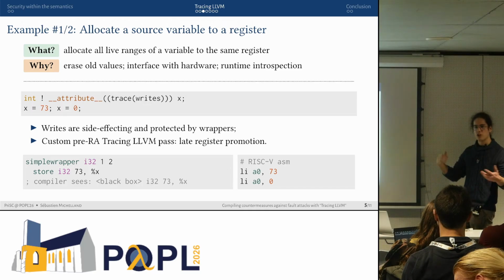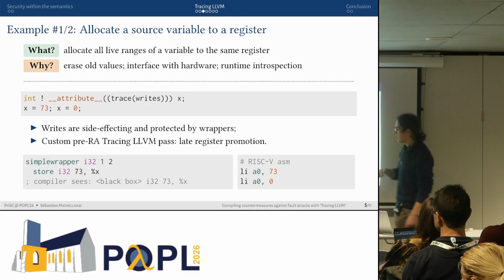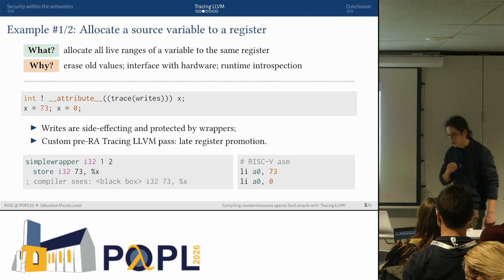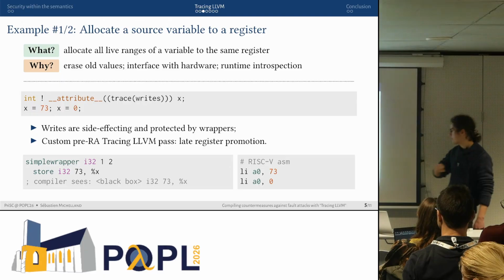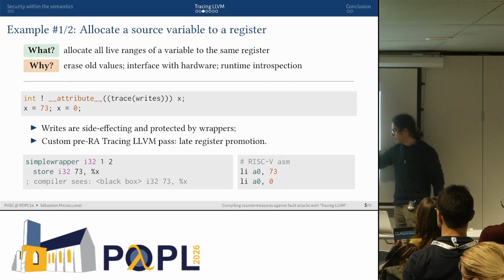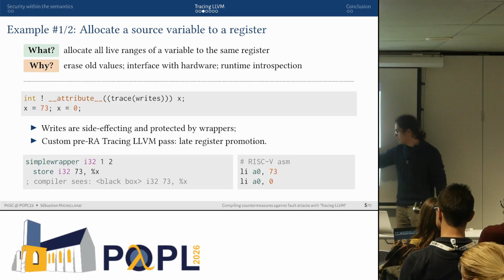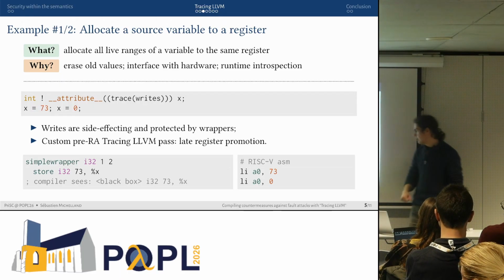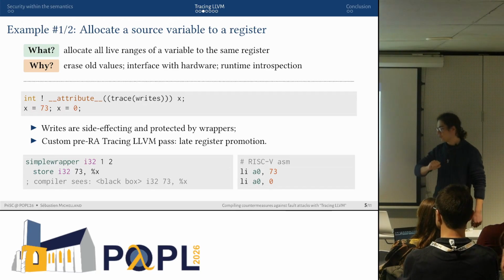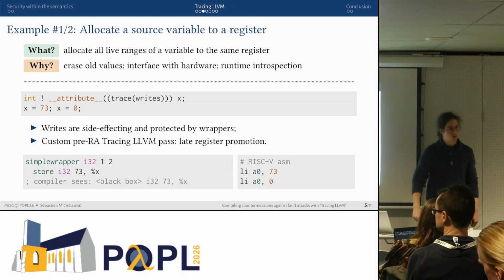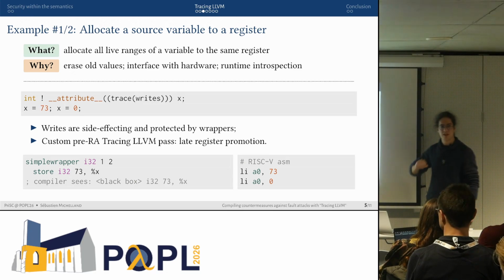And then when we reach the backend, there is a register promotion pass that's added in Tracing LLVM just before register allocation, which allows us to promote the stack location to a register. And when we do that, we can choose that all of the live ranges go to the same register. So we end up here with 2 immediate loads into the same register, which means that the load of 0 indeed erases the load of 73, which would not be obvious from the semantics of the C program at the top.